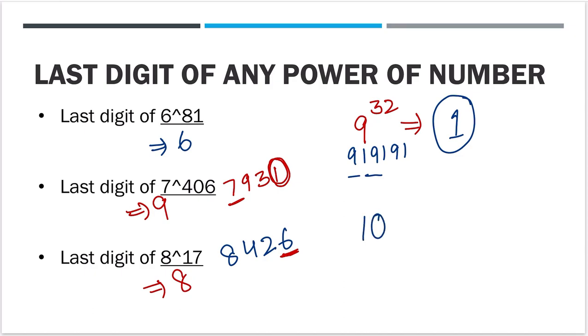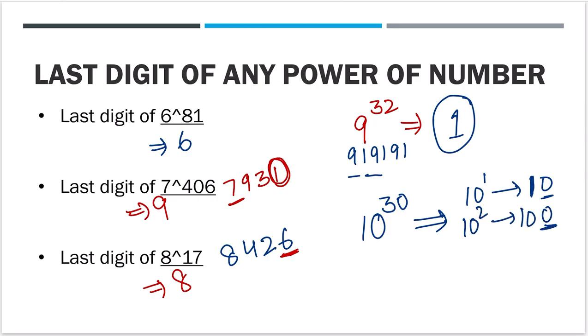Now you can do 10 raised to power, say, 30. In the case of 10, 10 once is 10. The last digit is 0. 10 squared is 100. The last digit is again 0. 10 cubed is 1000. The last digit is always 0. So for any power of 10, you will always get the last digit as 0.